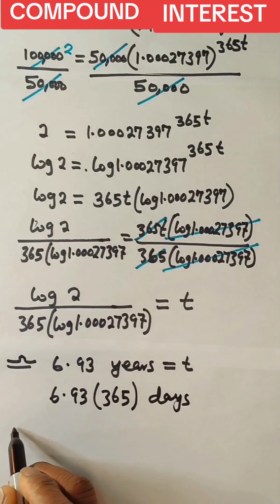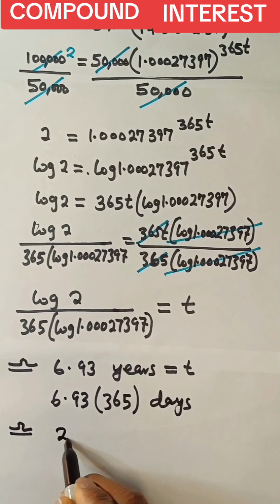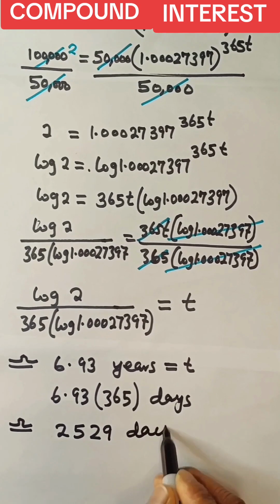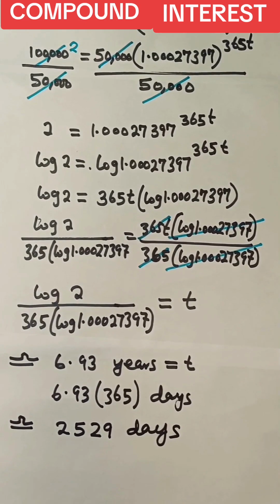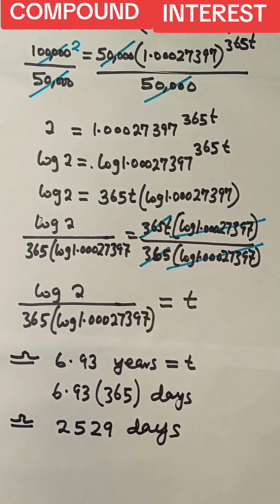This will give you approximately 2,529 days. Okay, so this is the time that is required for the investment to double.